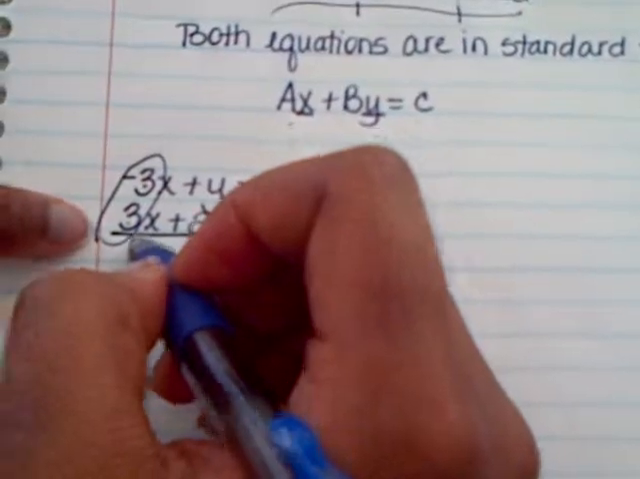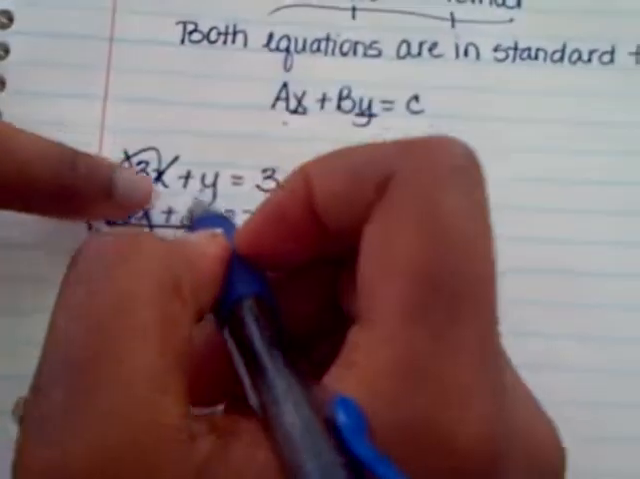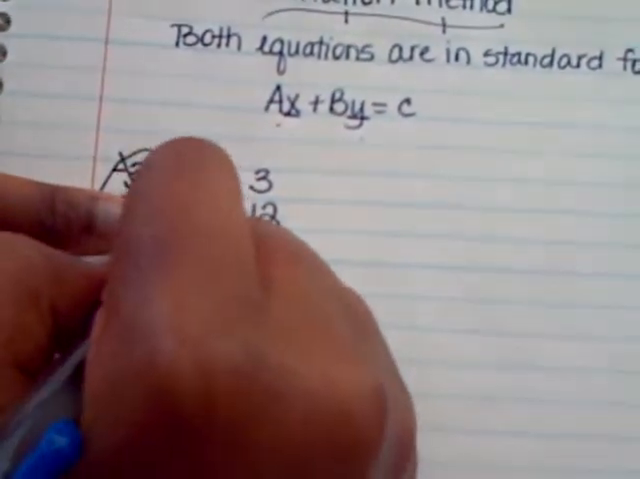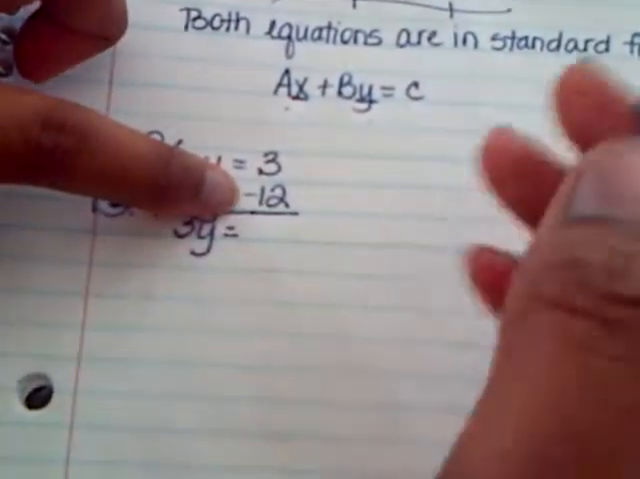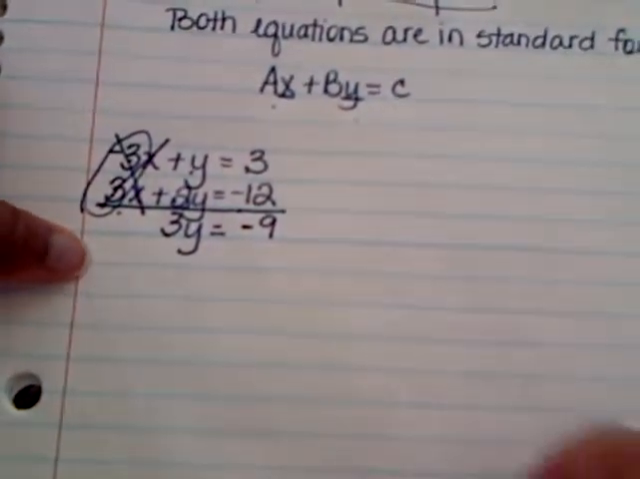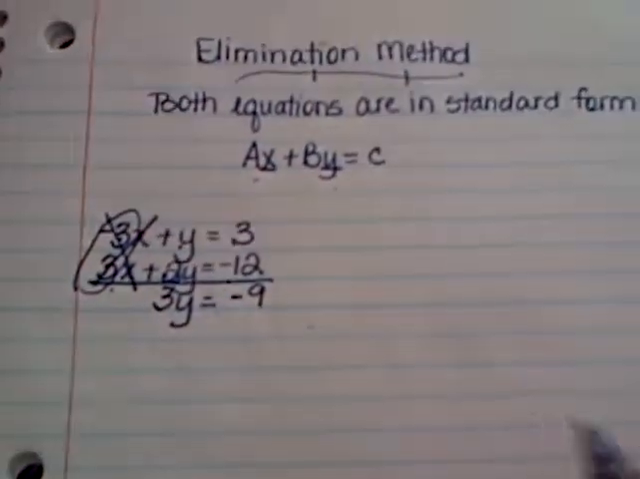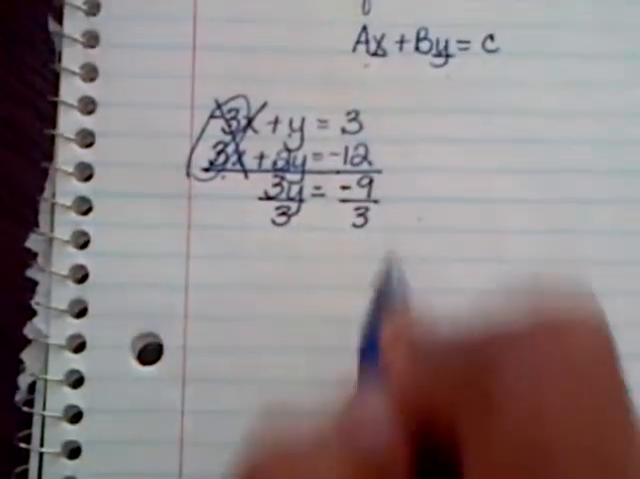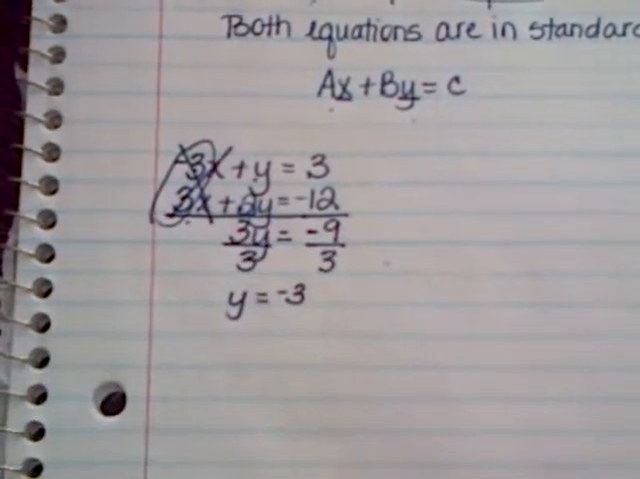Negative 3 plus 3 equals 0, so that cancels out. Then I have y plus 2y, a positive y and a positive 2y. That's going to be 3y equals 3 plus negative 12, which is negative 9. So 3y equals negative 9. Now I have a simple equation to solve. I can solve for y. I divide both sides by 3, so I end up with y equals negative 3.